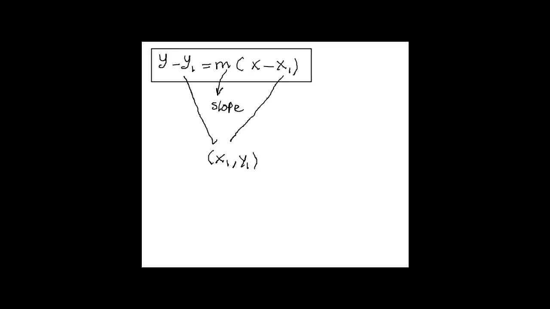Okay, Renee says intercept. No, B was the y-intercept. Remember, we had the other equation: y is equal to mx plus b. B was the intercept. That's what we call the slope-intercept form.